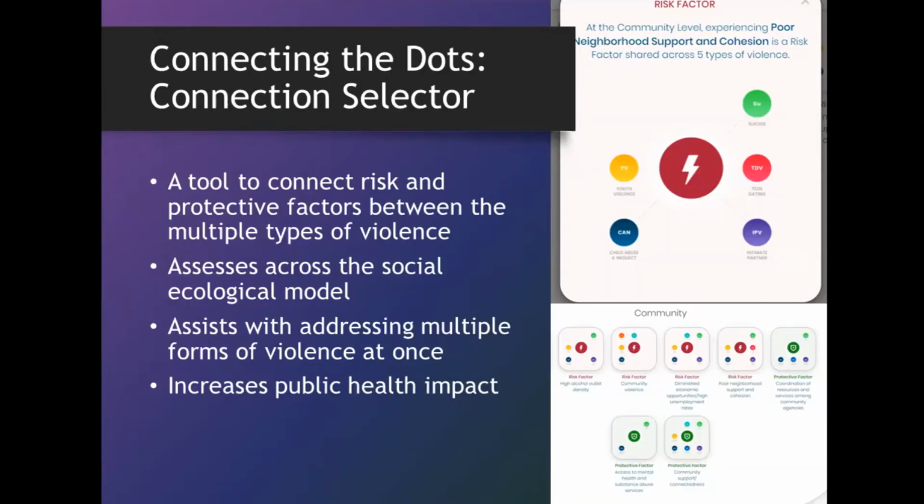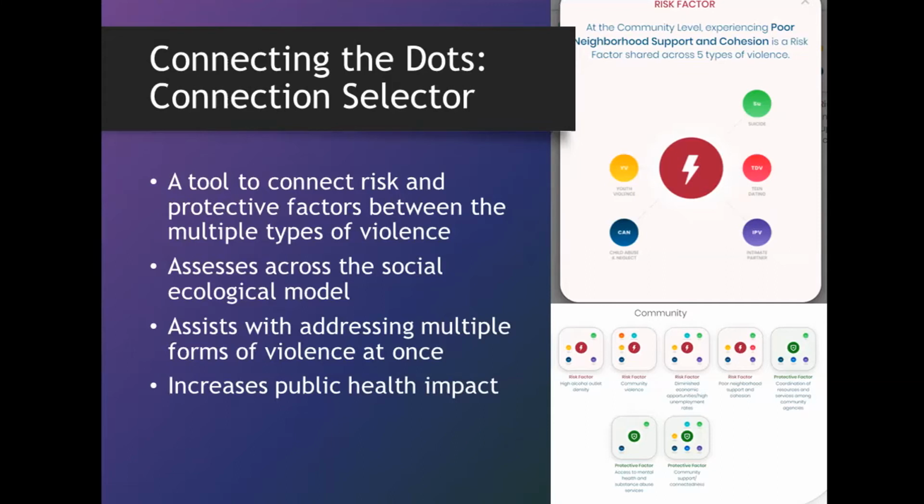Another tool I recently came across is on Veto Violence. In their Connecting the Dots module, there is a connection selector. The tool allows you to connect risk and protective factors across different forms of violence, such as sexual violence, bullying, and suicide.